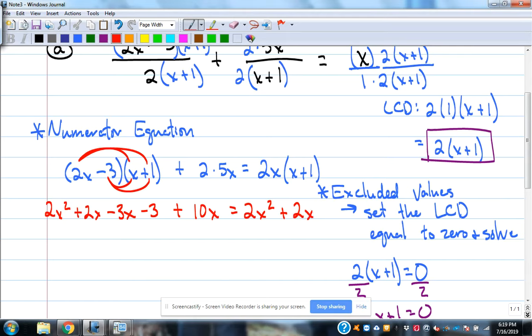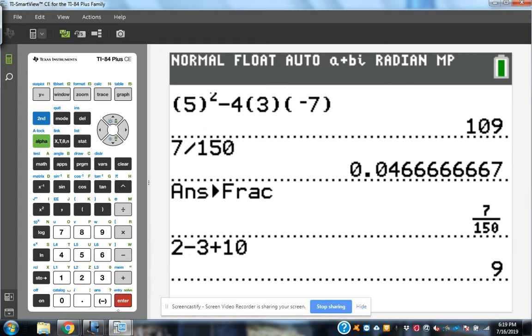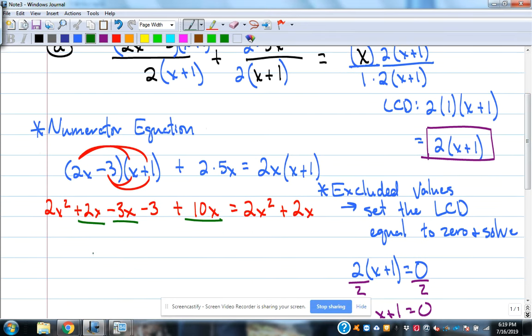Then I'm going to simplify each side if there are any like terms. So on the left side, I got these three that are all the same: 2x minus 3x and a positive 10x. So 2 minus 3 plus 10 is 9x. So I have 2x squared plus 9x minus 3 equals 2x squared plus 2x.